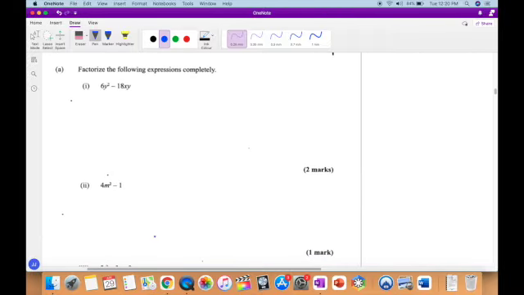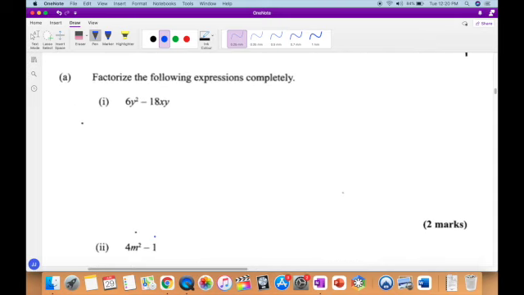Alright, so factorize the following expressions completely. At the end of the day, when it comes to this question here, we need to look at what we have in common. We could see that 6 is in common with both of these terms. You have two numbers, this one and this one. 6 is a factor and y is a factor. So if I pull out 6y, I have to multiply by y to give me 6y squared, and minus 3x. So 6 3s are 18xy, and this will be your factorization for this question.